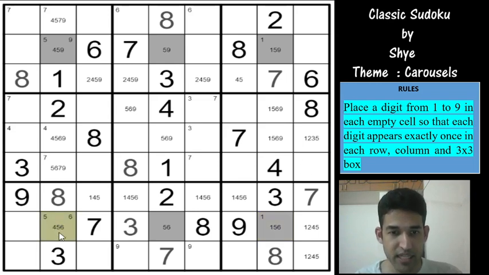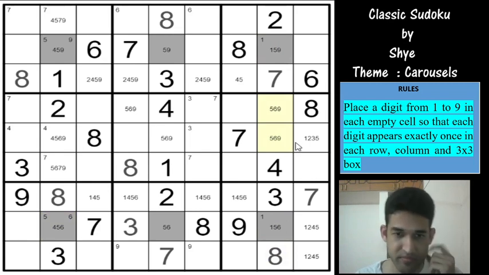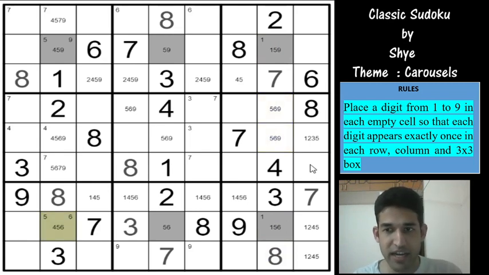So we saw that regardless of whether this is a 4 or a 5, 6, you will have 1 in one of these 2 cells. That is going to be true for sure. So 1 can be eliminated from this cell. This is something really new to me and a really fresh idea that Shye has incorporated. I was very happy finding this.